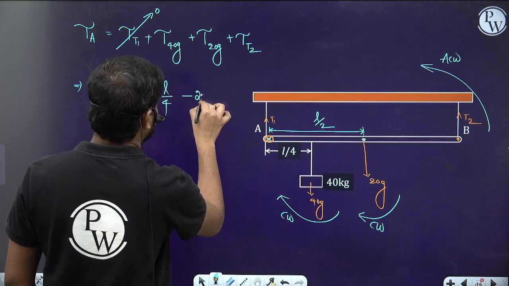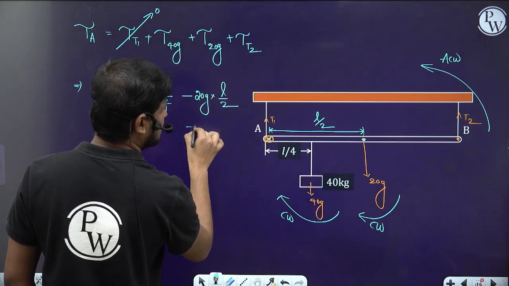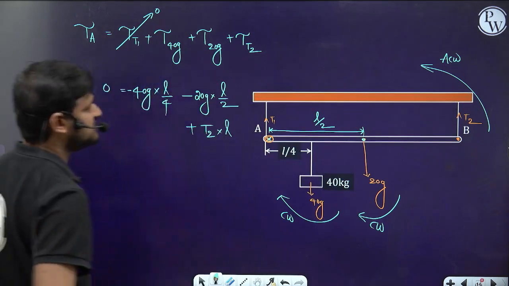So what is the force? 20G at a distance L by 2. Fine. So plus the last one, T2, which is at a distance L.